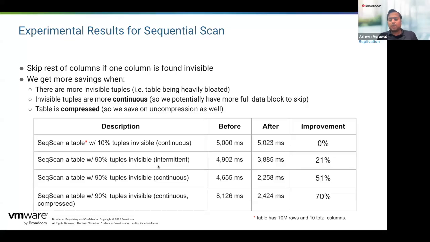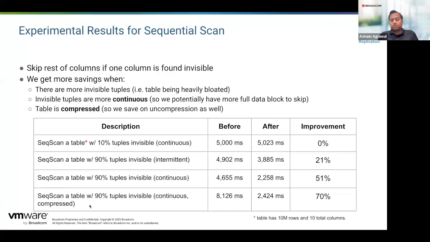The other factor which matters, and which will differ in how much gain you get from these optimizations, is how contiguous those updates or deletes are. If this 90% is intermittent, spread across the table, then the gain is around 21%. But if these 90% tuples are all contiguous, either at the front of the table, in the middle, or at the end, all dead tuples together, then we can actually skip blocks and blocks of data.